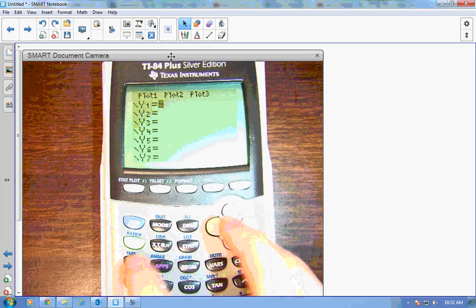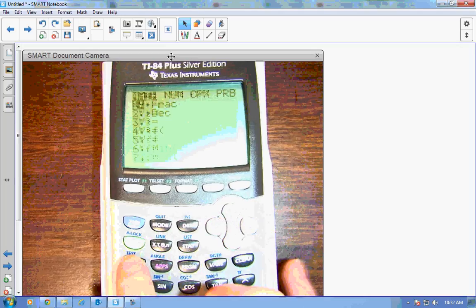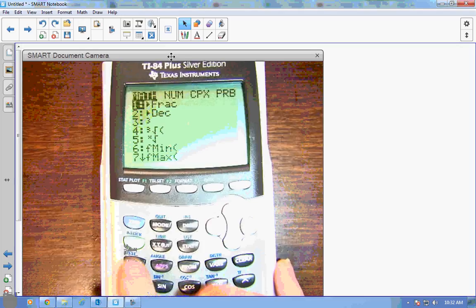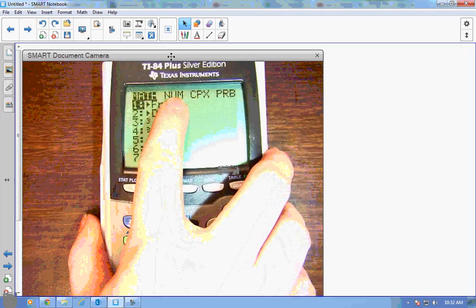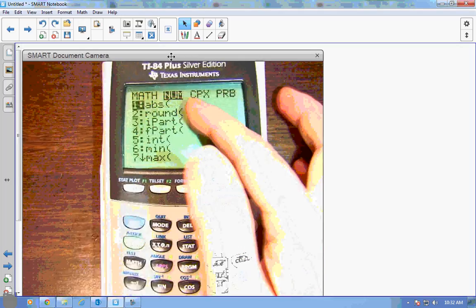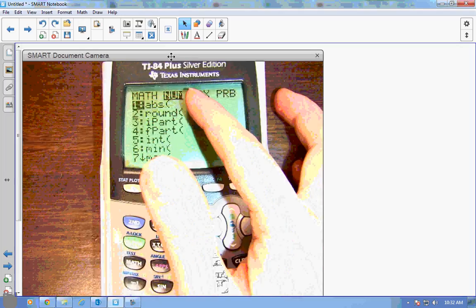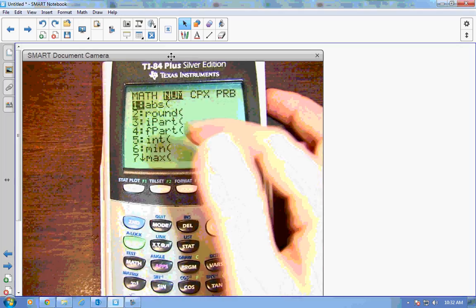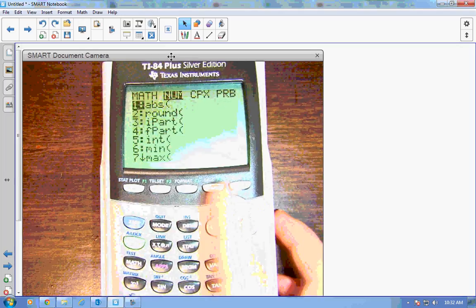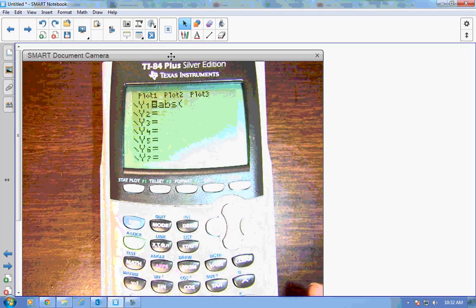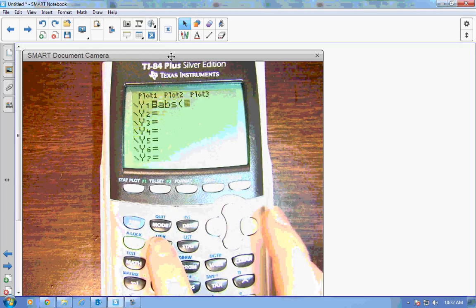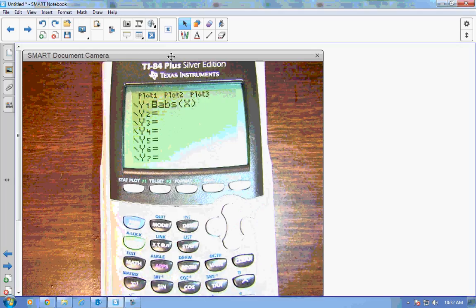You have to go to math. Hit the math button. Math button's right below the green alpha button. And then you need to go over to the right where it says num, numbers. Go to the right, do you see absolute value? Abs. Okay, so again we hit math, and then we went to the right to numbers, and then select number 1. Absolute value, x, close the parentheses.